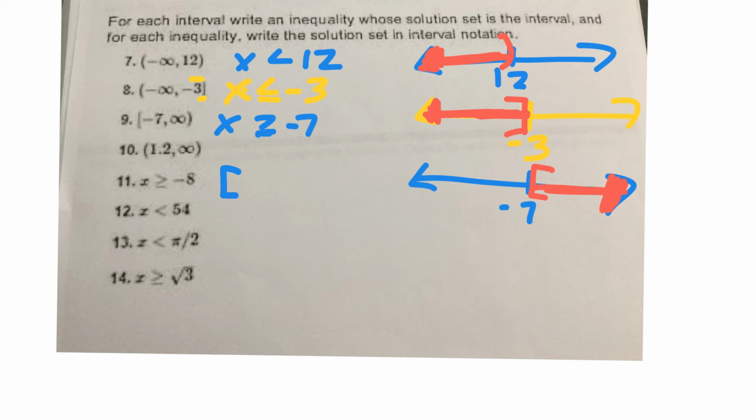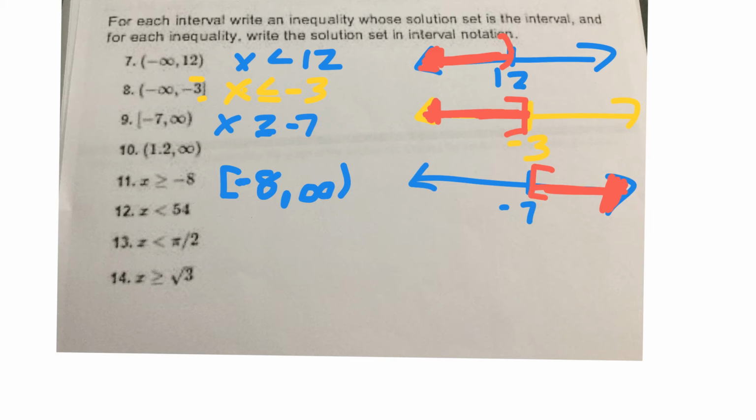So -8 would be my lower boundary. So what is my highest boundary? Well, there isn't one. So we put infinity. Have you seen the infinity symbol before? The sideways 8? Okay, good.